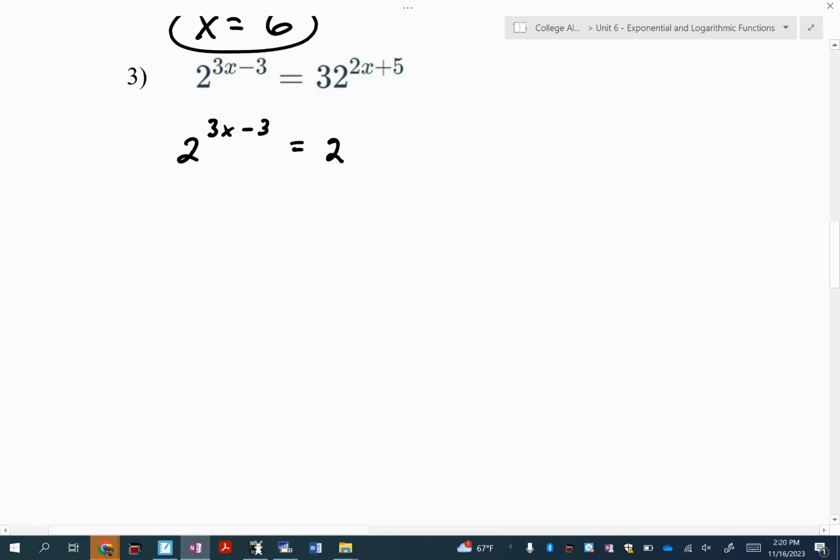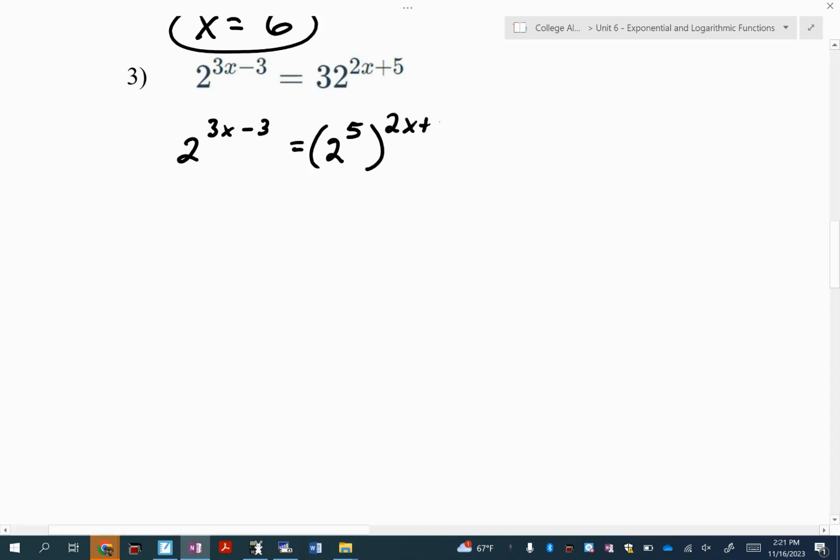How do we rewrite 32? How do you rewrite 32 with a 2? 2 to what power gives you 32? 2 to the 5th power is right. Remember, if you don't know, use your calculator, right? Try 2 to the 3rd power. That's 8. And keep going from there, right? Use the calculator to help.